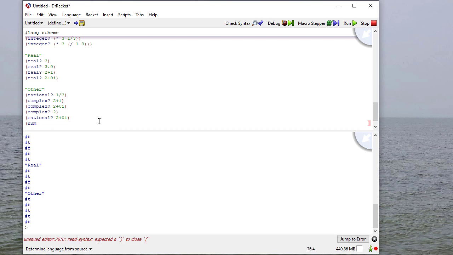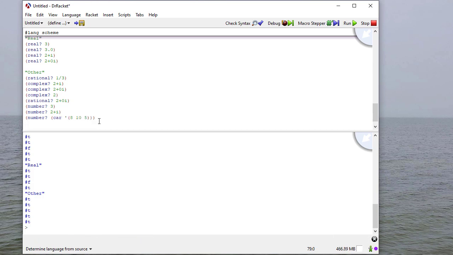We can be more general and ask if something is a number. We'll try a complex number there as well. And just some silly cases we'll try. We'll ask if the car of the list 8, 10, 5 is a number. We'll ask if the string "1" is a number. We'll ask if the symbol 2 is a number. And finally, we'll ask if the symbol 3 is a number.